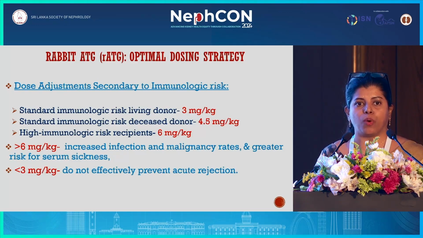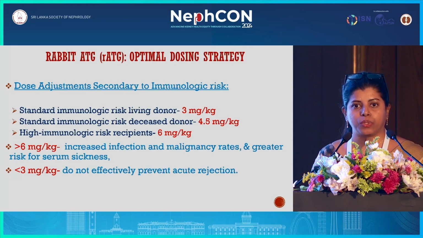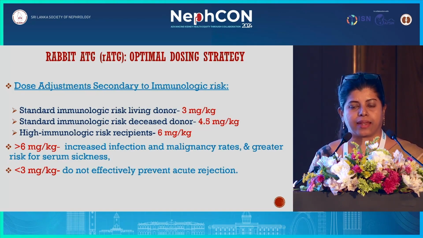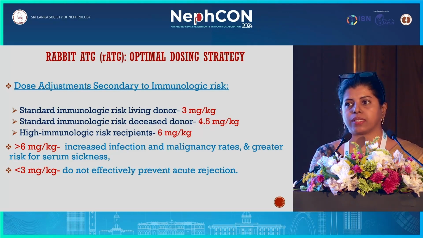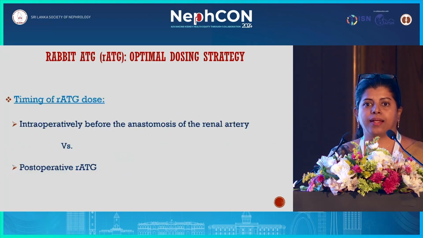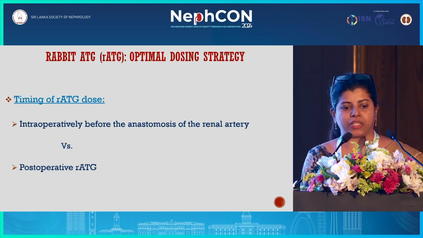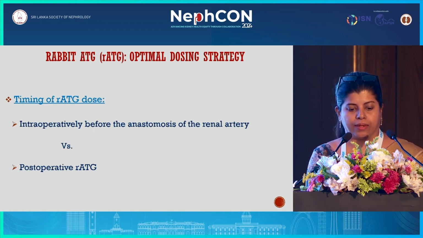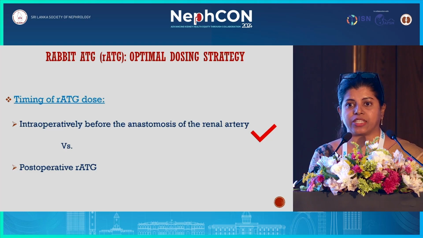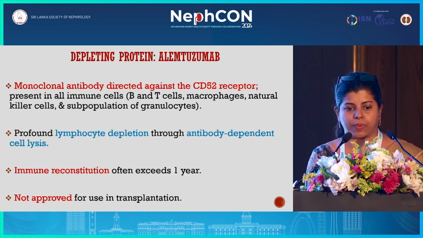But keep in mind that more than 6 milligram per kg of cumulative dose leads to increased infection, malignancy rates, and greater risk of serum sickness. Whereas, on the other hand, less than 3 milligram per kg of cumulative dose does not effectively prevent acute rejection. The next dosing strategy for rabbit ATG is to time it intraoperatively. Again, intraoperative use of ATG compared to postoperative helps in reducing the incidence of delayed graft function as well as decreases the hospital stay post-transplant.